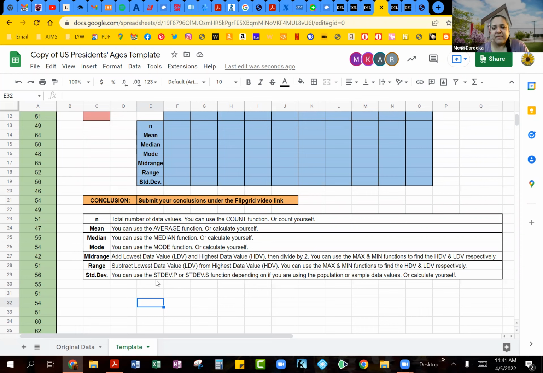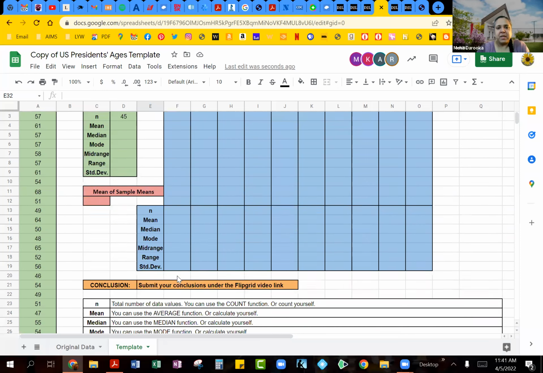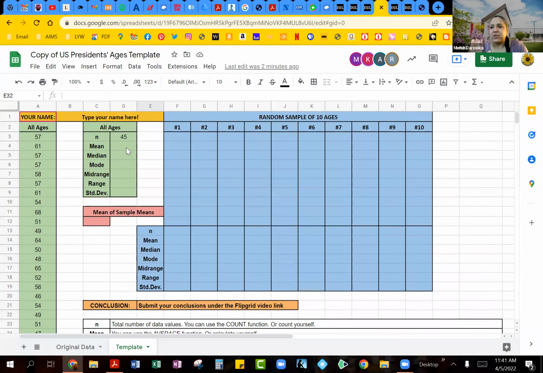Like I said, you have these given to you, so in case you don't remember, you can always come down here and look at them. So that's the count, which tells us we have all of our 45 ages, none of them are missing, we're good to go. Now let's talk about how to calculate the mean.